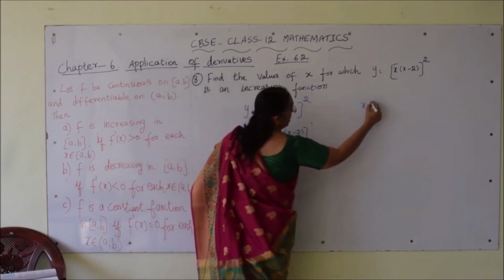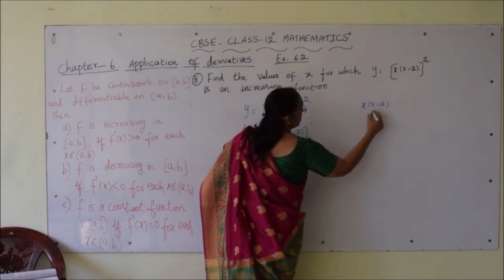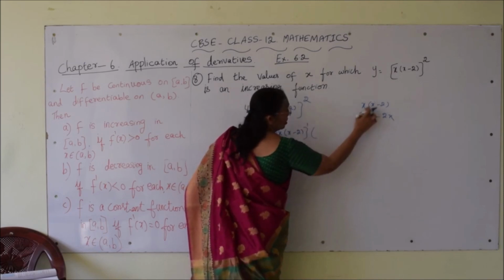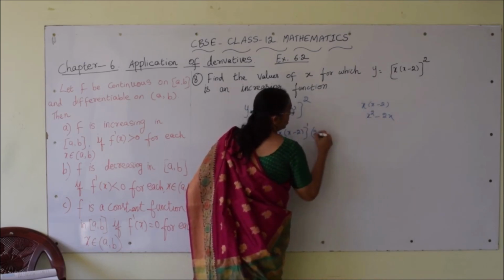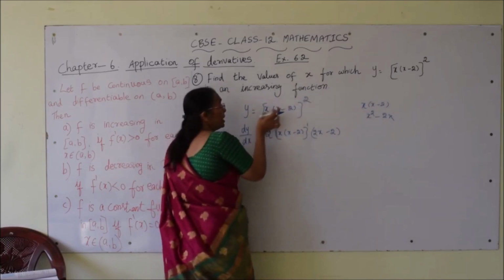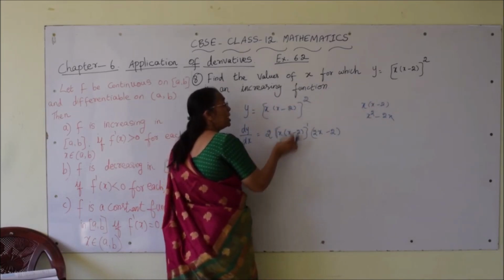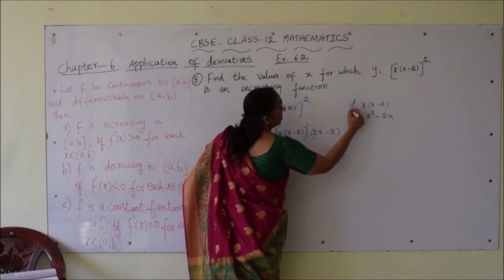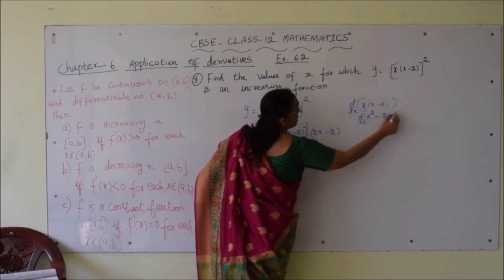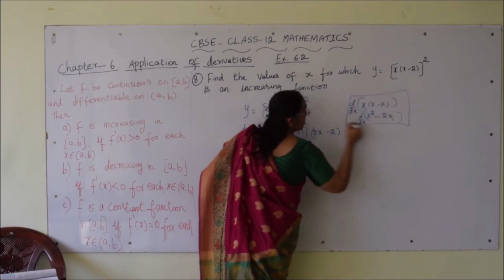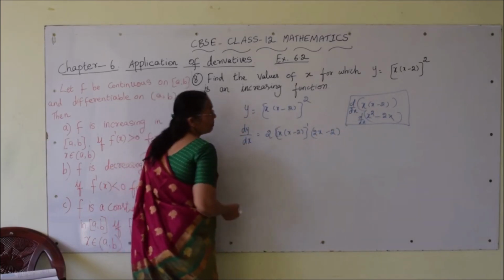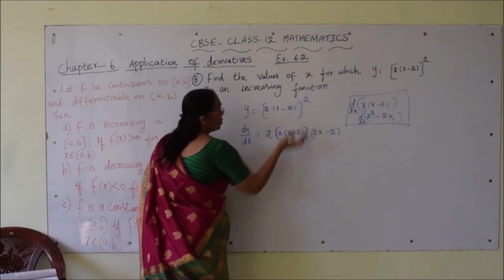So, 2 into x(x minus 2) whole power 1 into differentiation of x(x minus 2). So, x(x minus 2) first we multiply. So, x square minus 2x. So, differentiation of x square minus 2x is 2x minus 2. See, this is chain rule. 2 into x(x minus 2) into differentiation of this part, which is differentiation of x square minus 2x, which is nothing but 2x minus 2. Now, this is our dy by dx, this is power 1 here. So, we know it, right.